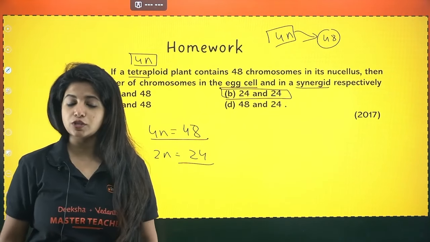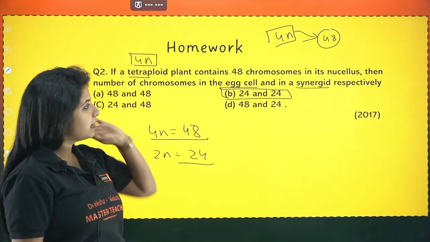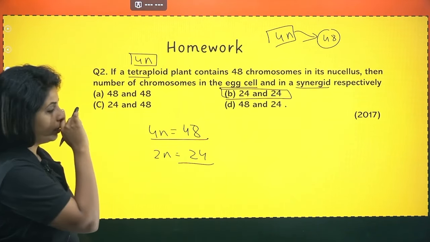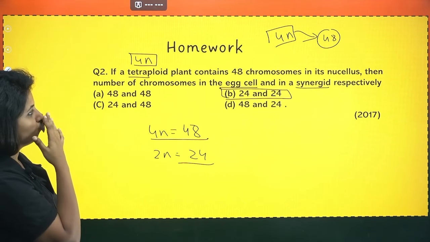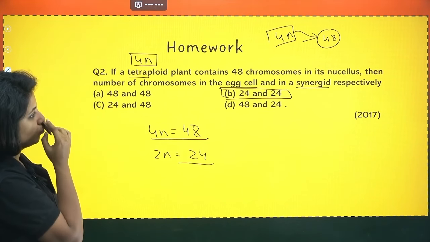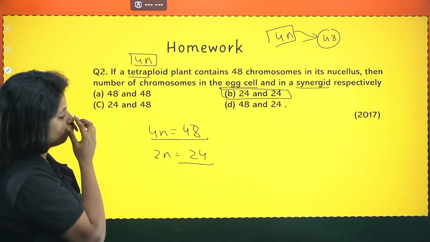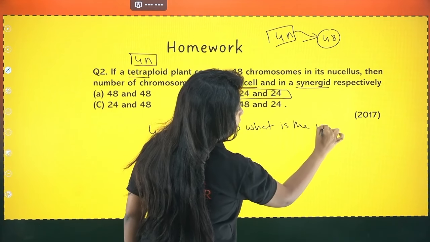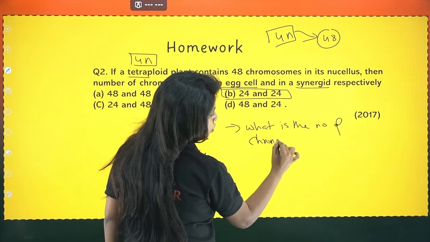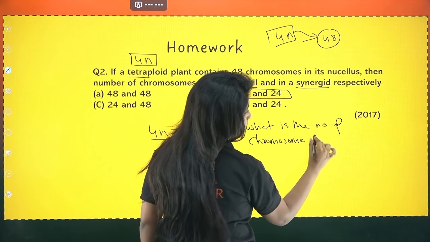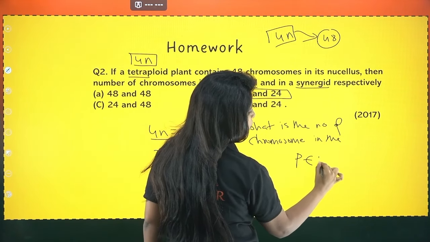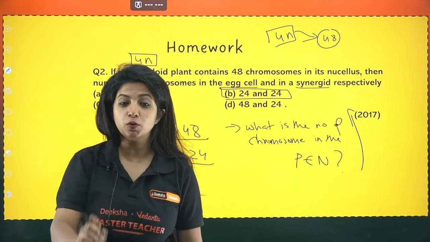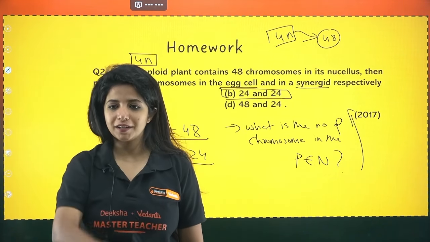I solved the question. It was a homework question, but I solved it because I thought it would be a little bit tricky. But I will give you a question. What is the number of chromosomes in the primary endosperm nucleus in this particular condition? Try it out and let me know.